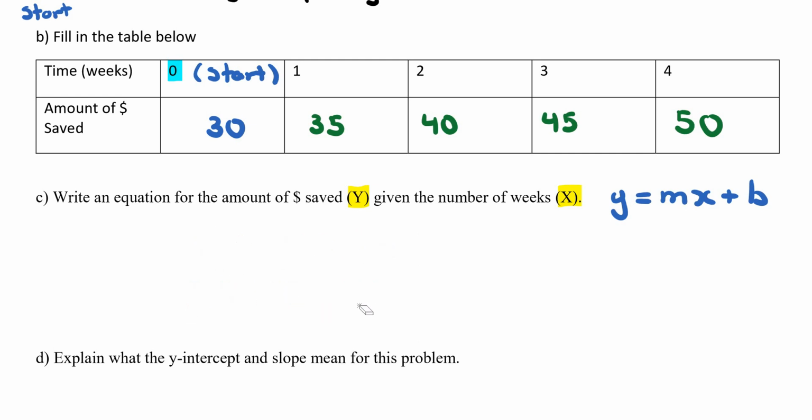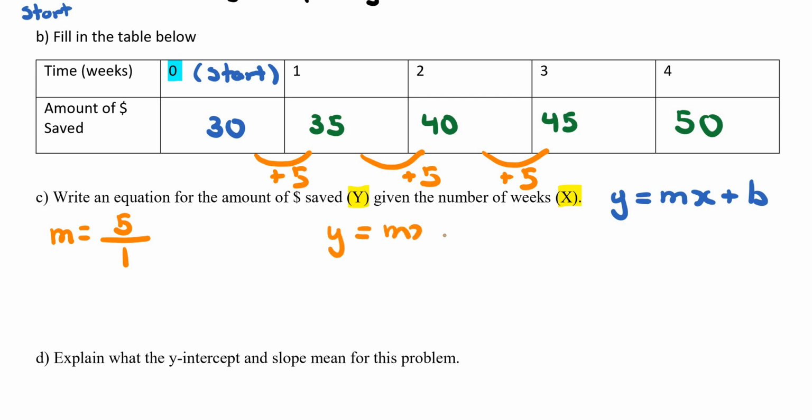Another way that you could do this particular question is that you need to recognize that every single time, every week, you're going up by $5. So every 1 week you're going up by $5. So this is really your slope. Your slope is 5. So when you have y equals mx plus b, you have to recognize that the m value is 5 because you're going up by $5 per week.